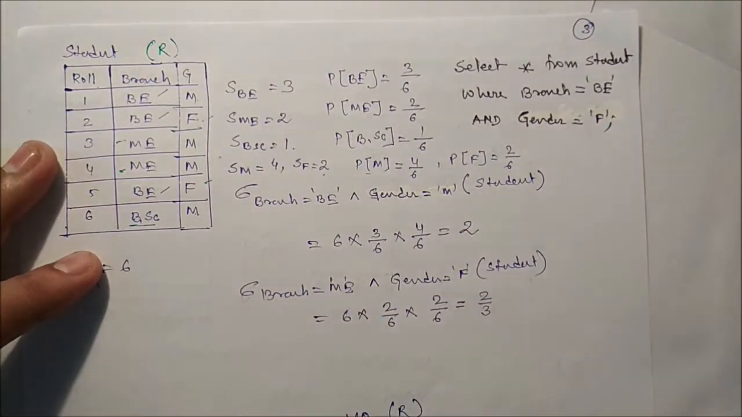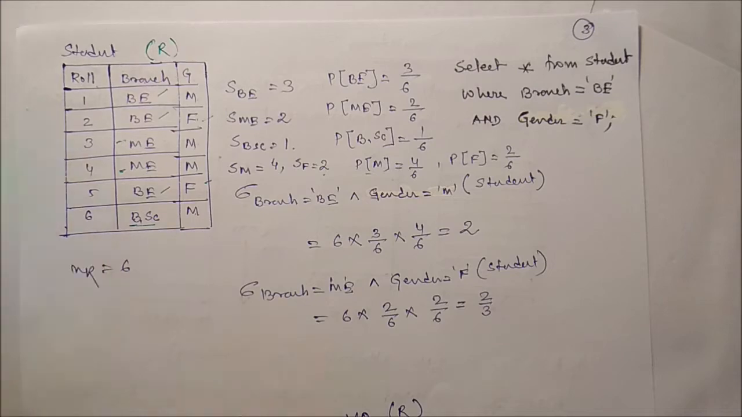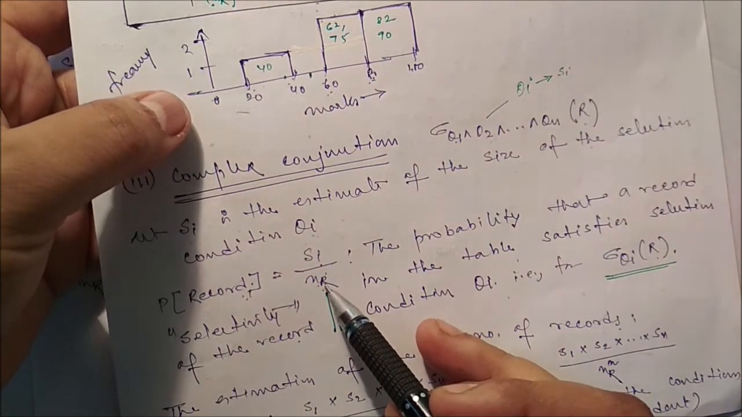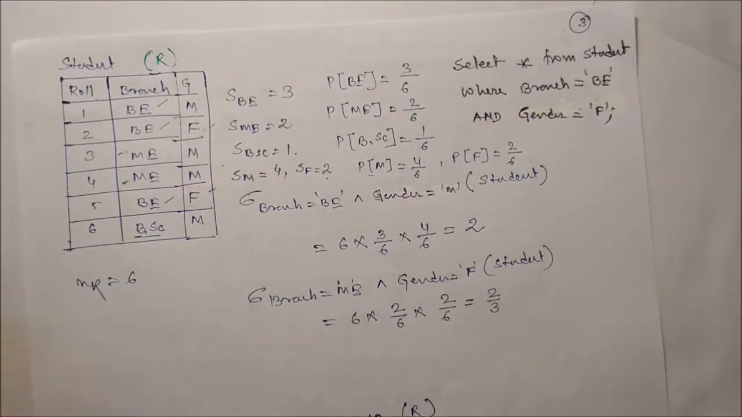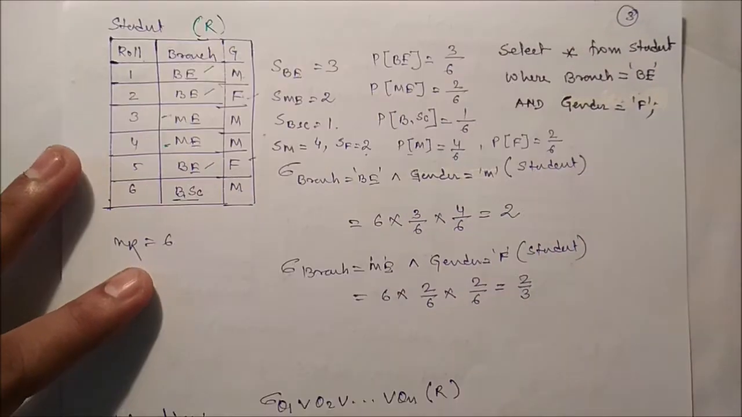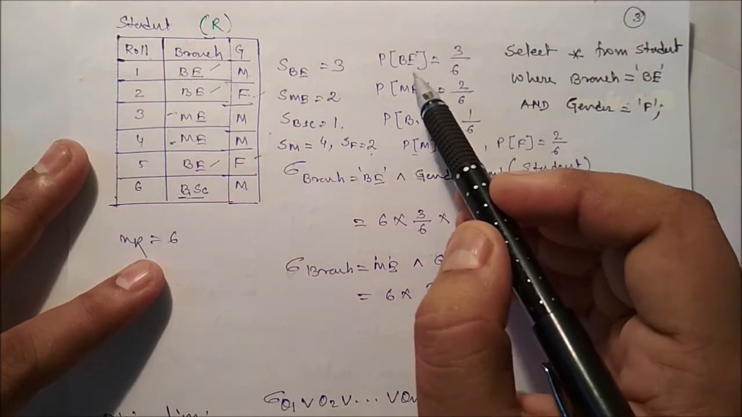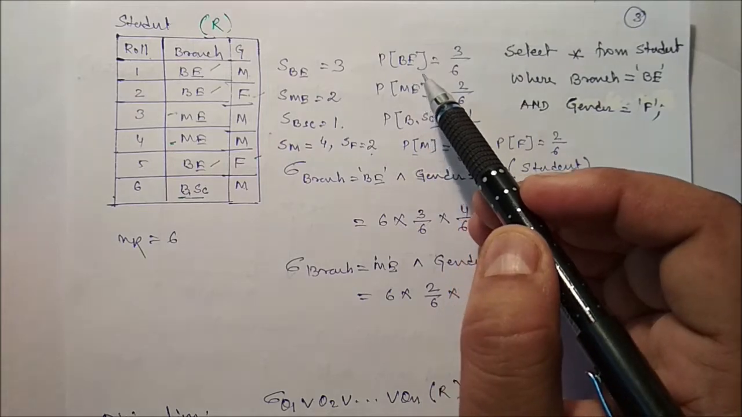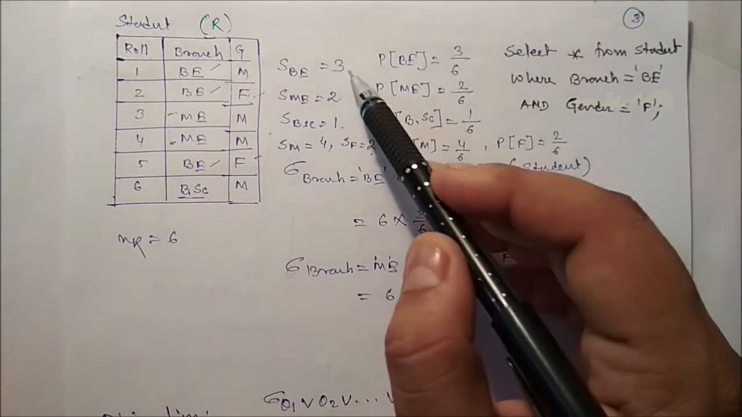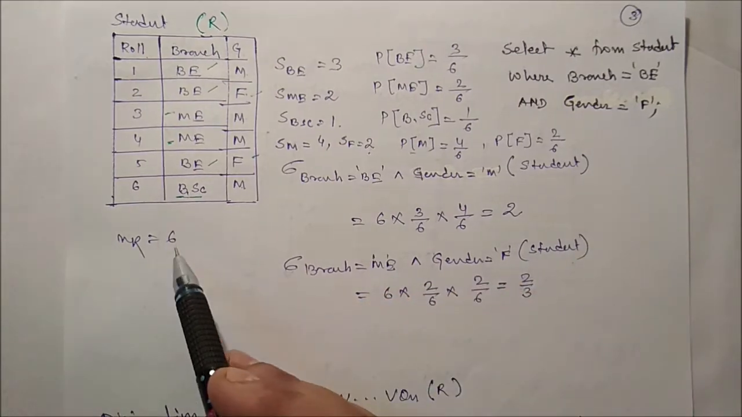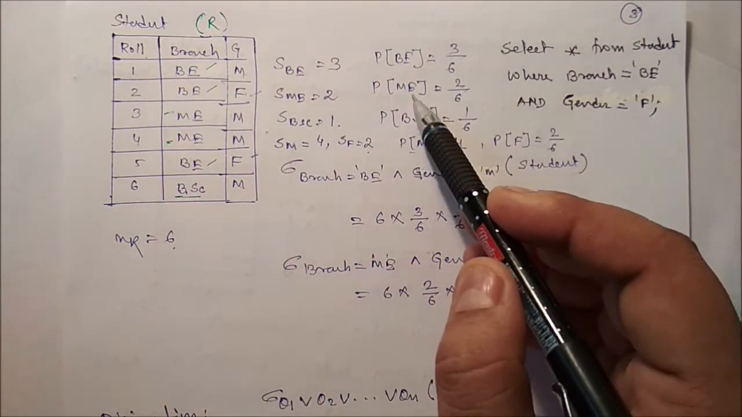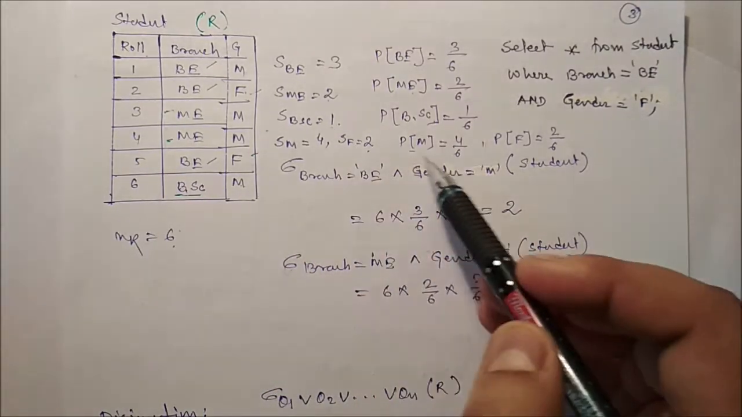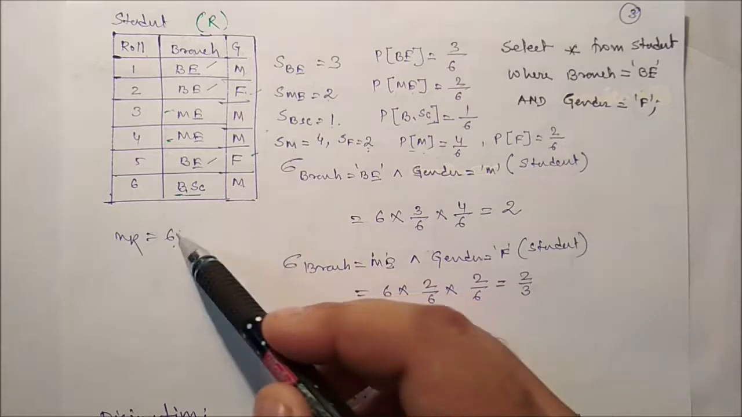So we can calculate the probability using this formula, SI by NR, where NR is the total number of records. Now see the selectivity of the records. Probability of BE is 3 by 6. Probability of ME is 2 by 6. Probability of BSc is 1 by 6. Probability of male is 4 by 6. Probability of female is 2 by 6.